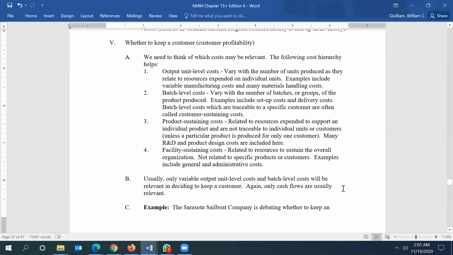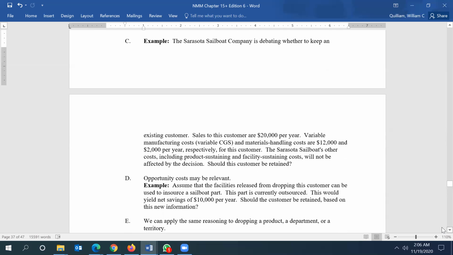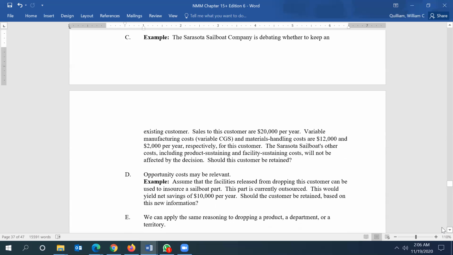Well, here in B, usually only variable output unit level costs and batch level costs will be relevant in deciding whether to keep a customer. Again, only cash flows are usually relevant. So let me show you an example here. Actually, I have two of them, one without opportunity costs and the second with opportunity costs.